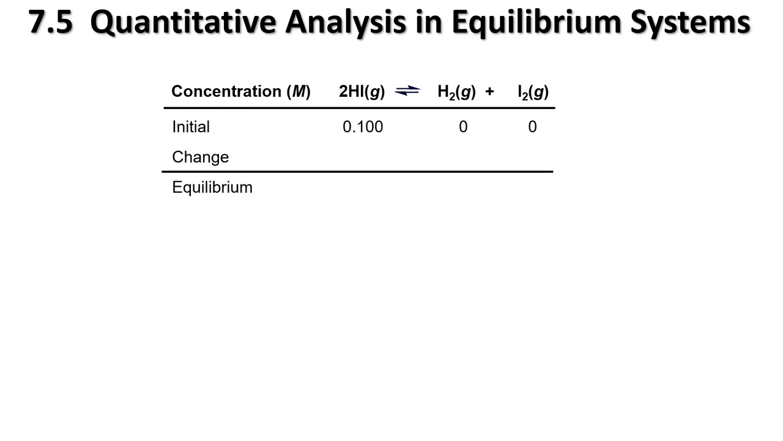So to reflect our changes there, we've got 0.1, and notice that we've got 0 for the two products because this one has yet to proceed. And so our change is going to be based on our coefficients here, so a 2 and a 2. And of course our products are forming. We don't need to do the K and Q comparison because there are literally none to start with, so it has to be forming here. So that's why we've got our plus x's.